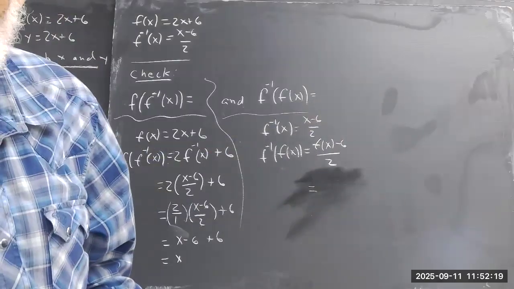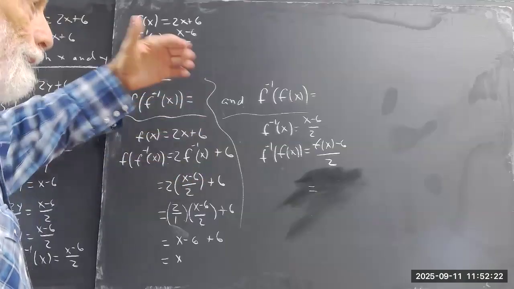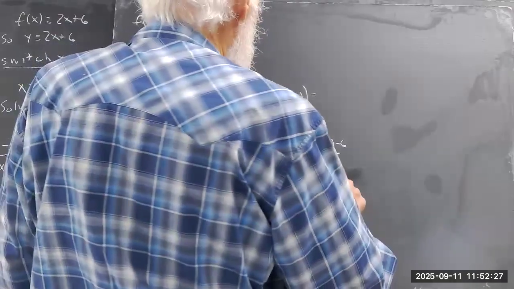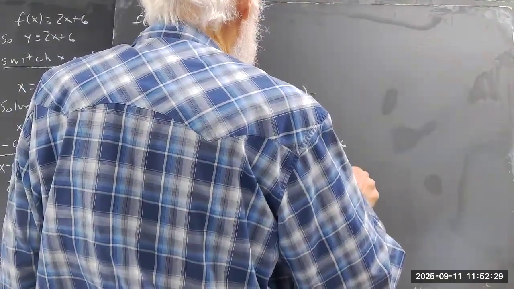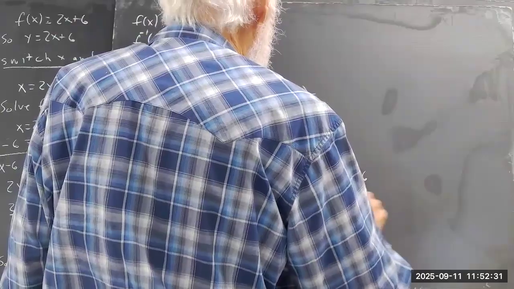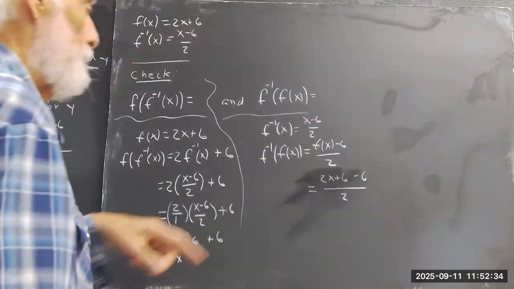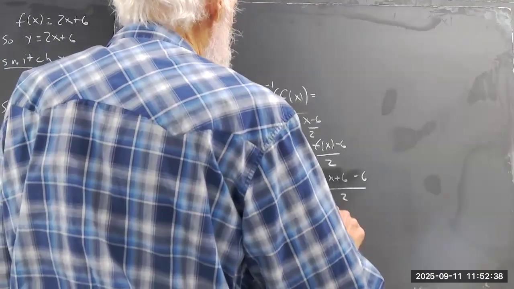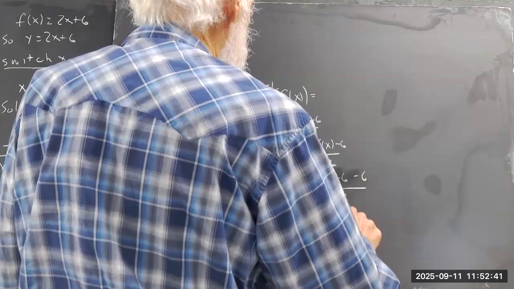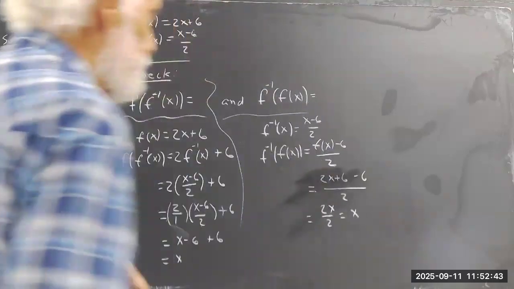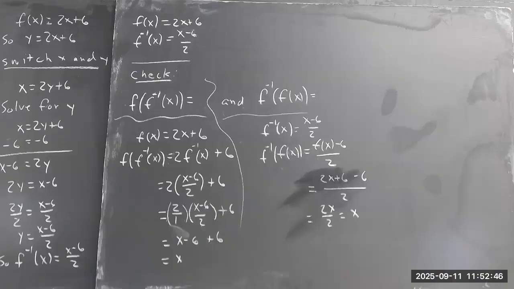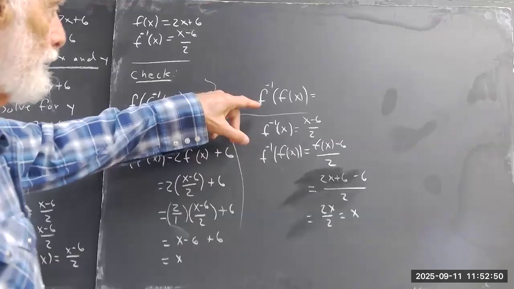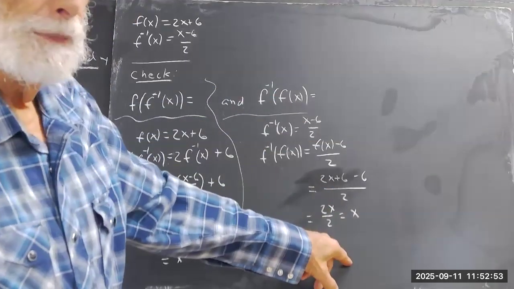Then you can make it, okay? If you do, go back, look at it again. F of x is 2x plus 6. Replace f of x by 2x plus 6, and we get 2x plus 6 minus 6 over 2, which is 2x over 2, which is just x. So f of f inverse of x equals x, and f inverse of f of x equals x.